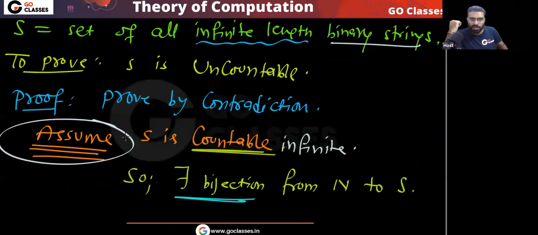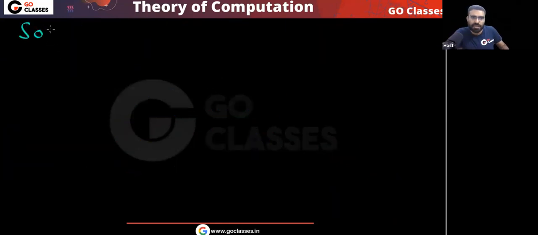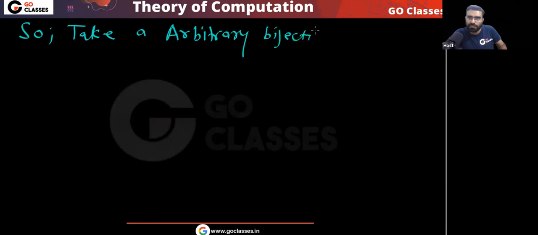Now, if you assume that S is countable, for contradiction, then there exists a bijection from N to S. So what do you do? Take an arbitrary bijection F. Remember, take an arbitrary random bijection F from N to S. So let me take this bijection F.